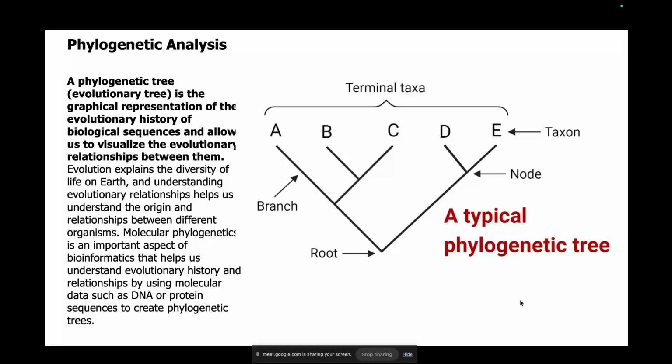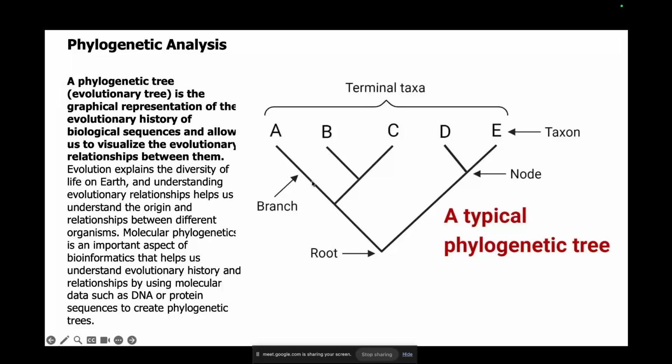Phylogenetic analysis is a very basic thing to know, but it is very useful in different types of clustering algorithms. We'll talk a little bit about that as well. Okay, so a phylogenetic tree or an evolutionary tree is the graphical representation of the evolutionary history of biological sequences and allows us to visualize the evolutionary relationships between them.